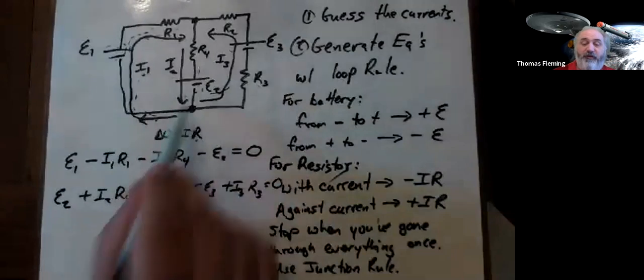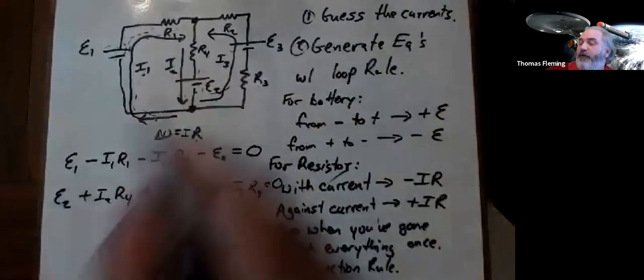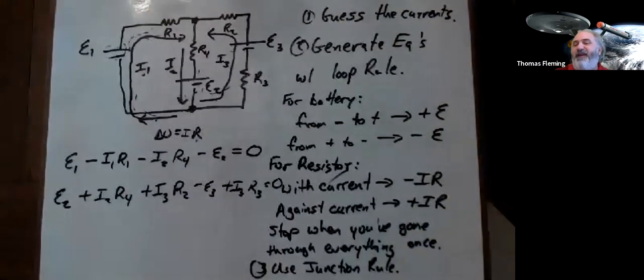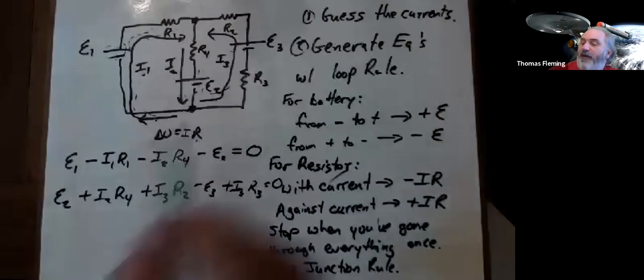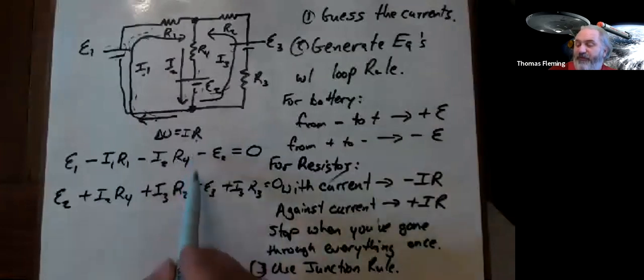Because now I'm back to where I started. So at this point, I've done 2 loops, but I've gone through all the resistors and all the batteries at least one time. So even though I could, in principle, go around the outside edge, and that would be a different loop, it's not going to get me an equation that tells me anything new. If I go around the outside loop, what I would end up getting is the algebraic combination of this guy and this guy. It wouldn't help.